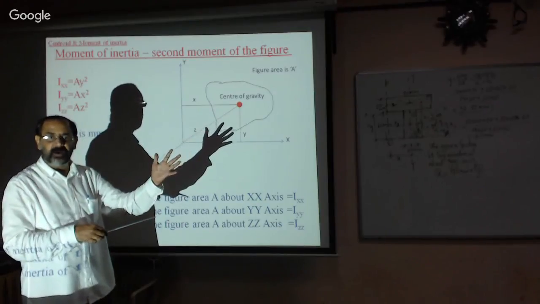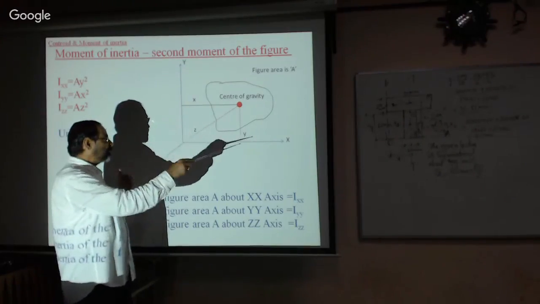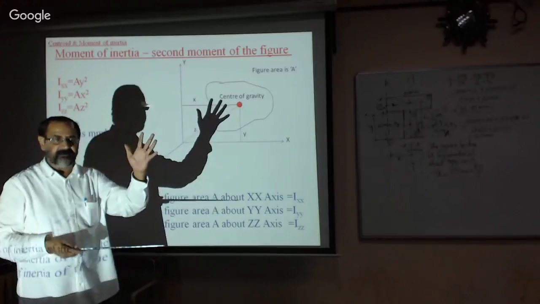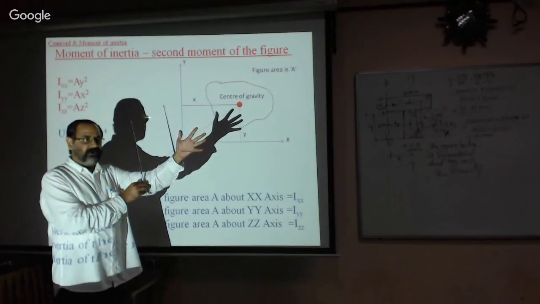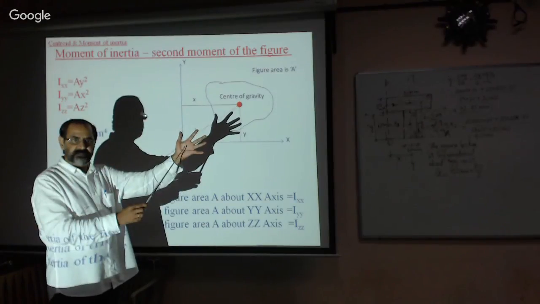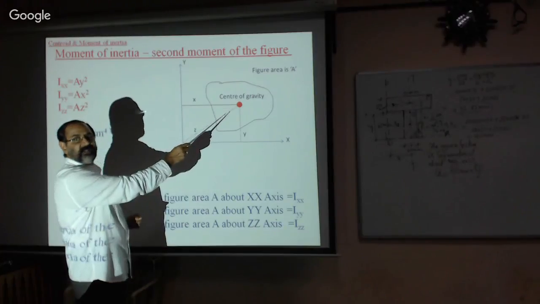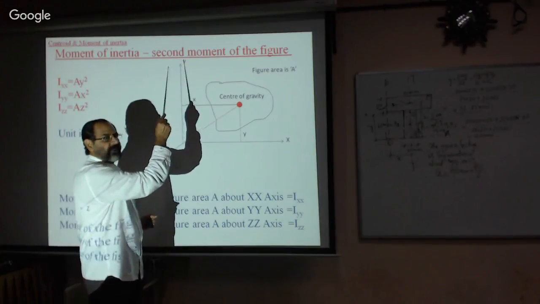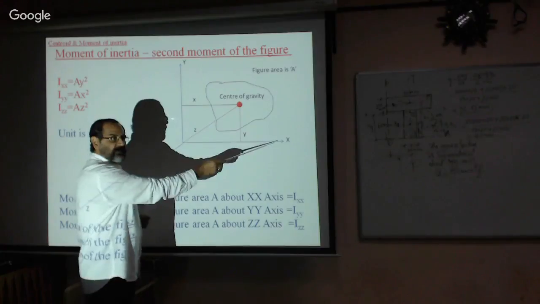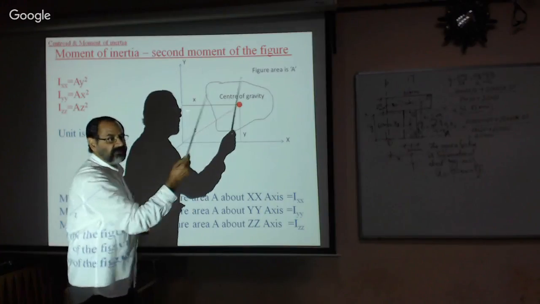How this figure behaves, that is what I have written here: X axis, Y axis, Z axis, and there is a figure. Now, from here to here it is X distance. The figure has a centroid. The centroid is lying at a distance X from the Y axis. The centroid of the given figure is lying at a distance Y from the X axis. The centroid is lying at a distance Z from the Z axis. Do you agree with this?